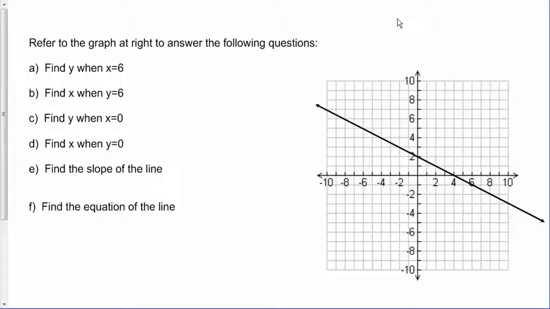Refer to the graph at right to answer the following questions. So the first question we're being asked to answer is to find y when x equals 6. So let's see what that might look like.